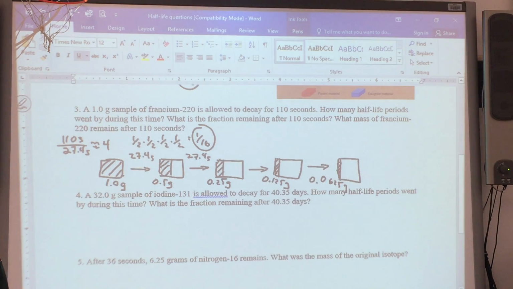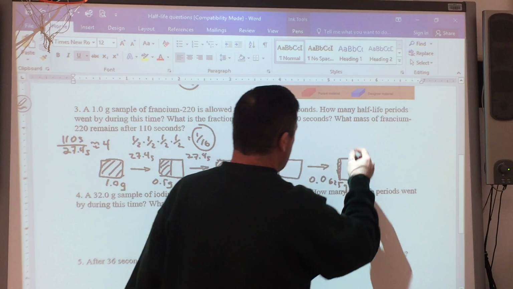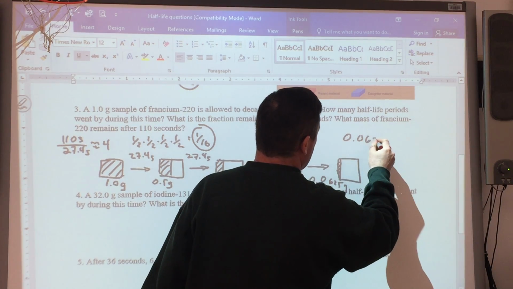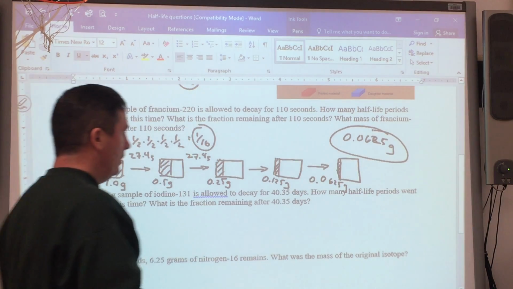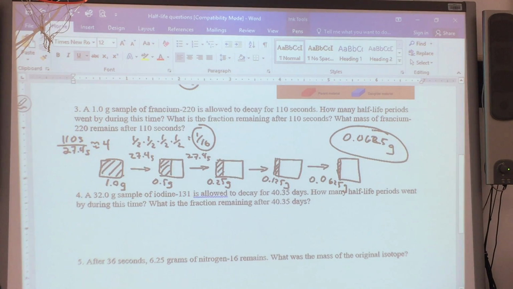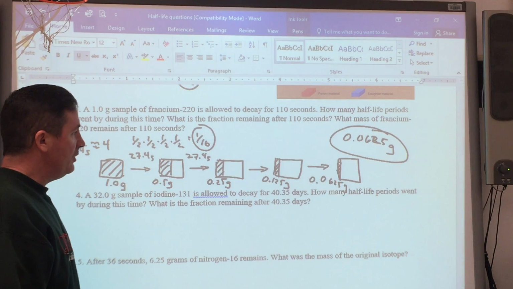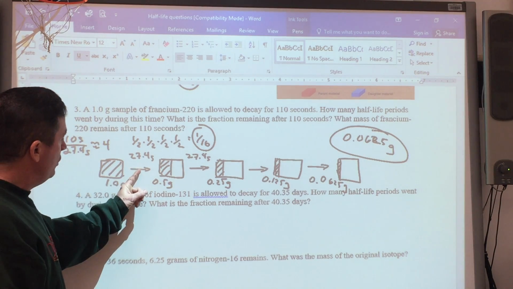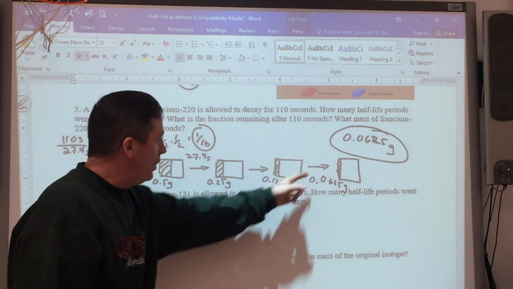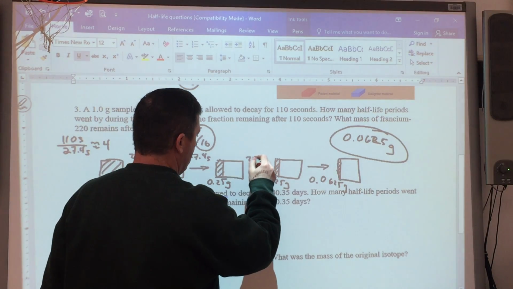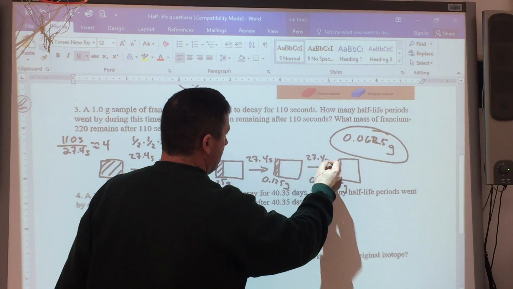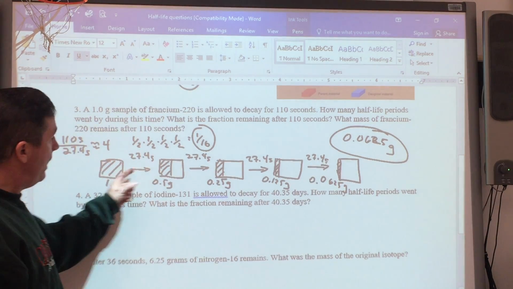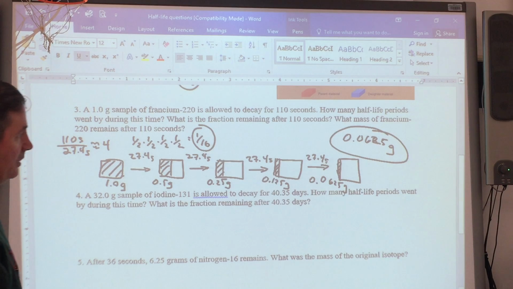So, what mass will remain after 110 seconds? 0.25 grams. Okay? Now, when you are doing these, please be careful. You have to look at the number of arrows. Those are the half-lives. Seconds and seconds. Don't count the samples each time. Some people do that, they get confused.